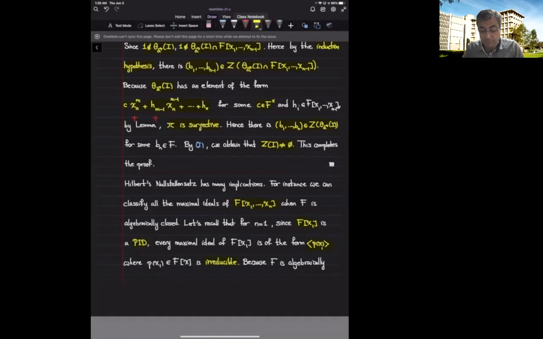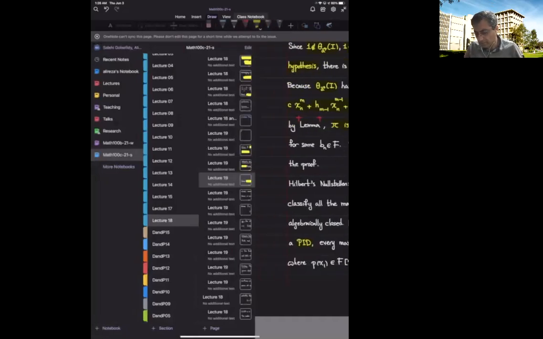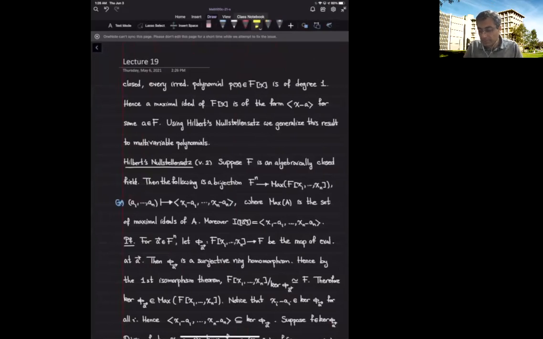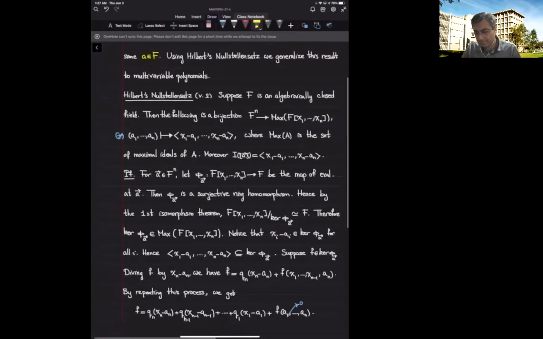But F is algebraically closed, so irreducible polynomials are of degree 1. Every polynomial can be decomposed into a product of degree 1 polynomials, so irreducible polynomials are of degree 1. And because ideals are generated by monic polynomials, essentially we deduce that every maximal ideal of F[x] is of the form (x minus a) for some a inside F. So altogether, we get a bijection between F and maximal ideals of F[x]. Hilbert's Nullstellensatz implies the same statement for the multivariable setting. And we call this statement the second version of Hilbert's Nullstellensatz. Okay, what is the statement? Assume F is algebraically closed.